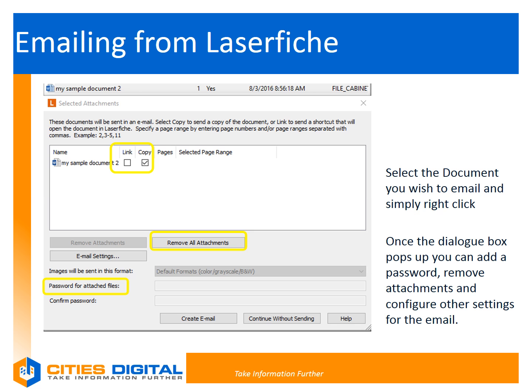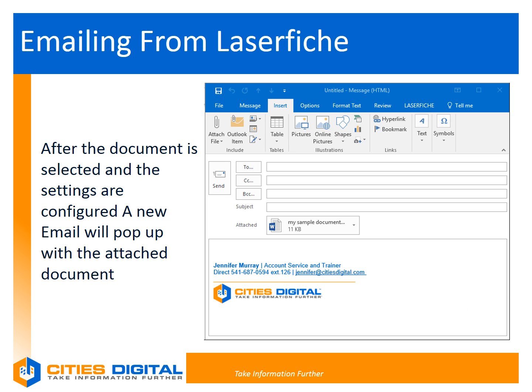You can also email directly from Laserfiche using Outlook. Simply right-click the document you wish to email and configure the options such as adding a password or removing the attachments, and then click OK, and a new email with the attached document will pop up. Here we can see the new email with the attached document popped up.